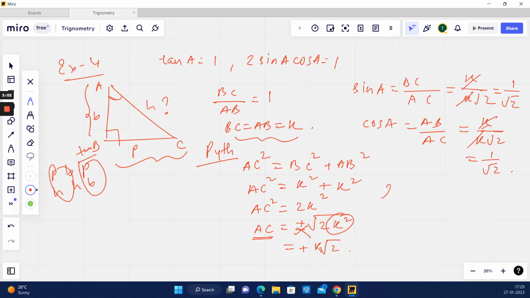So now we are asked 2 sin A cos A. Okay, this sin A is 1 by root 2. This cos A is 1 by root 2. This is 2 into 1 by root 2 into 1 by root 2. Root 2 times root 2 becomes 2. This got cancelled. Equal to 1, equal to RHS. That's the solution for you.